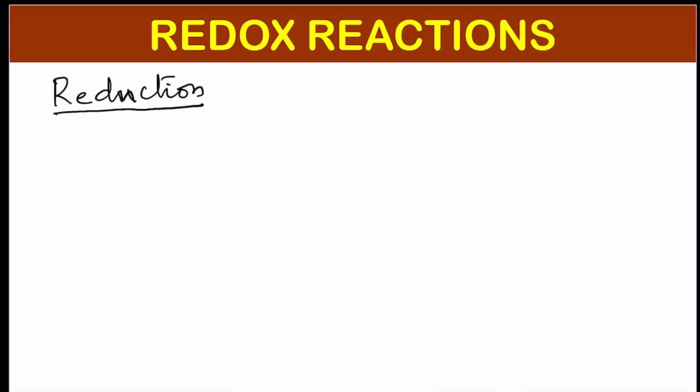Now again here too we have the 4 definitions, of which 2 are old definitions. The fourth one is not a definition, but is understanding whether we can identify the reduction process with the help of change in oxidation state. So there we called oxidation a process of addition of oxygen. Here we say reduction is a process where hydrogen is added.